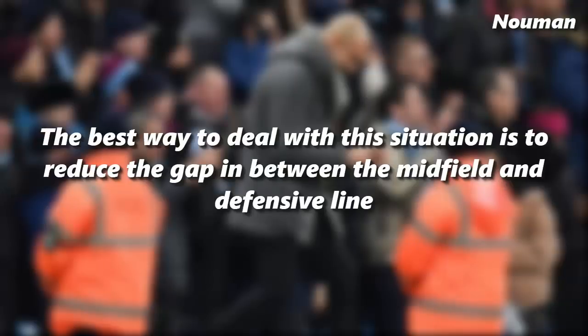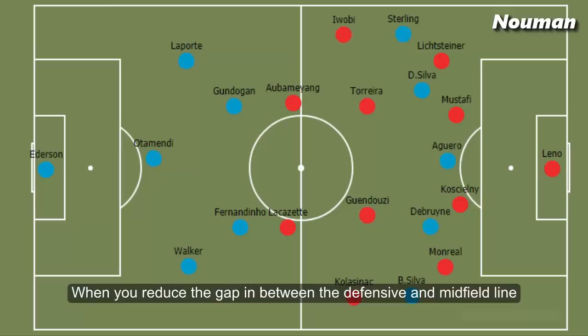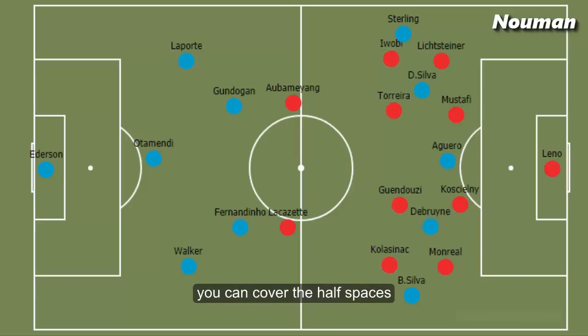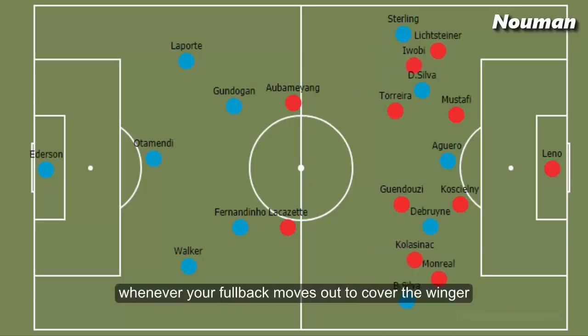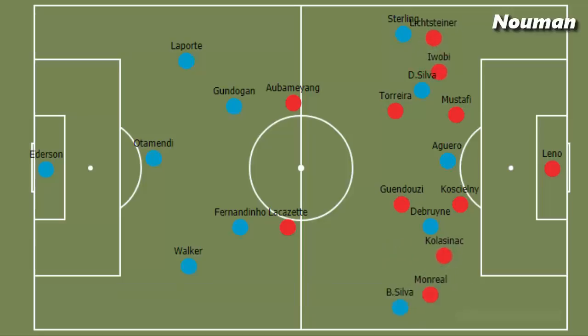The best way to deal with this situation is to reduce the gap in between the midfield and defensive line. When you reduce the gap in between the defensive and midfield line, you can cover the half spaces through your midfielders whenever your fullback moves out to cover the winger.